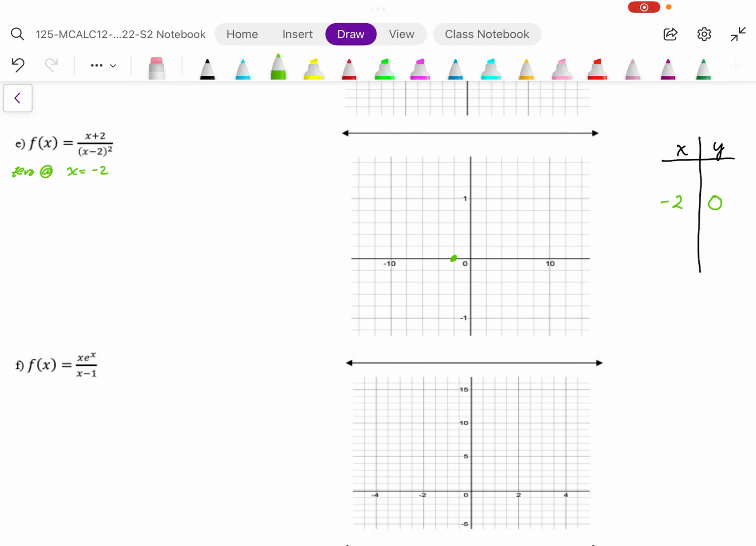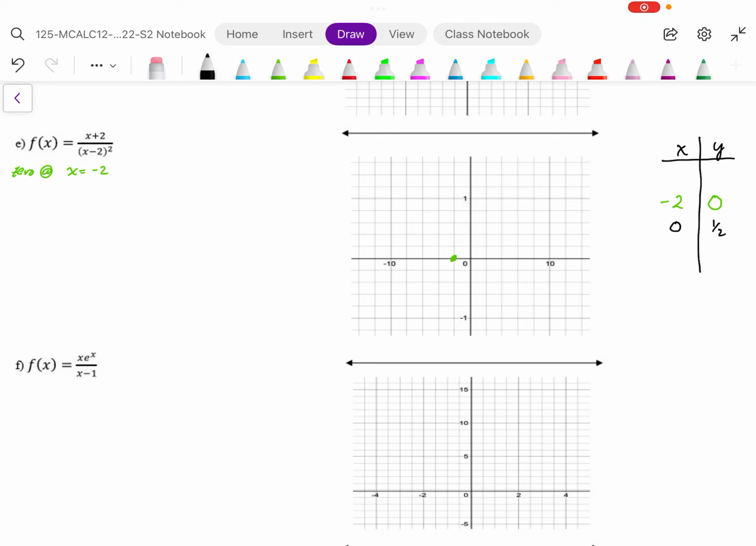So that's the first thing. I'm going to have my 0. I'm also going to put in my y-intercept. So when x is 0, y is going to be equal to 2 over negative 2 squared, so 4. So it's going to be 1/2.